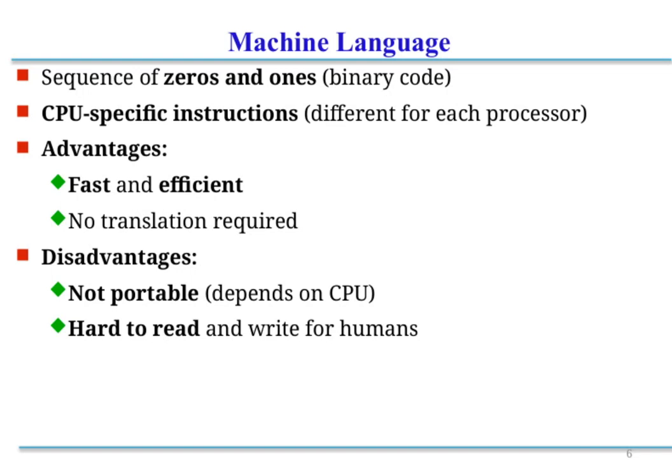Now let's take a closer look at machine language. At its core, it's a sequence of zeros and ones, which we call binary code.